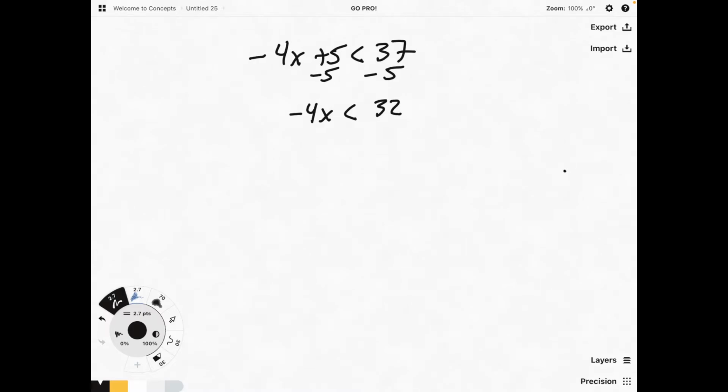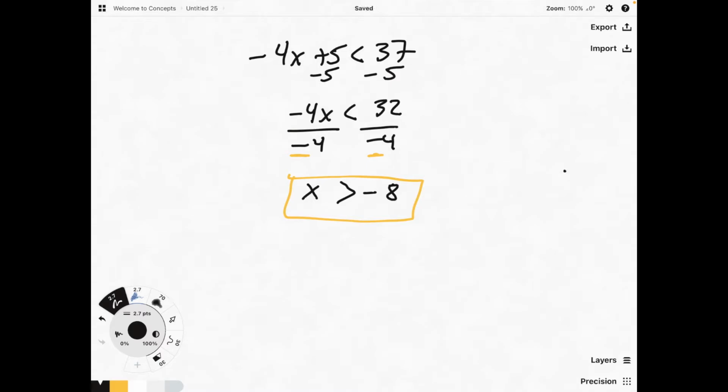Okay, now what we need to do is get the x by itself, so we can divide both sides by negative 4. And because we're dividing by this negative, we need to ensure that we flip the inequality sign. This becomes greater than, and then we do negative 4x divided by negative 4, which gives us x, 32 divided by negative 4, which is negative 8. And this is our answer. This inequality is accurate when x is greater than negative 8.